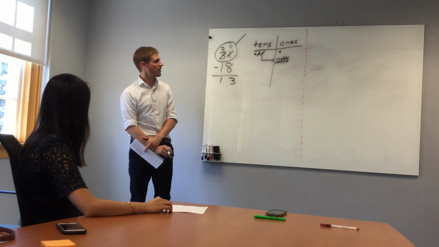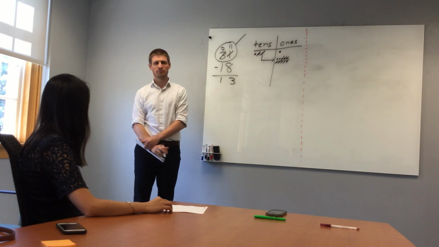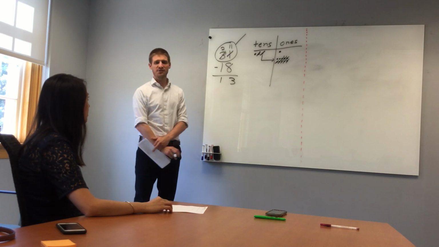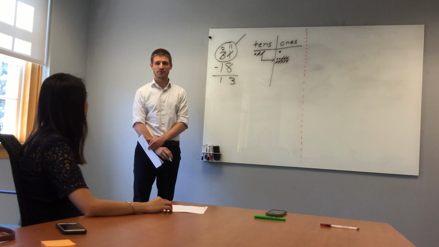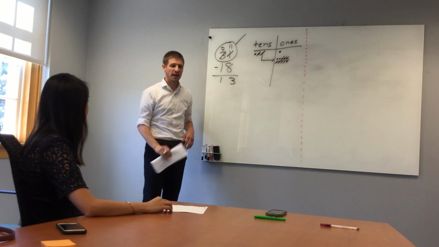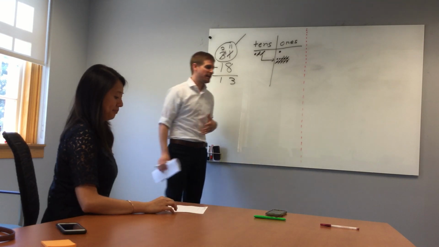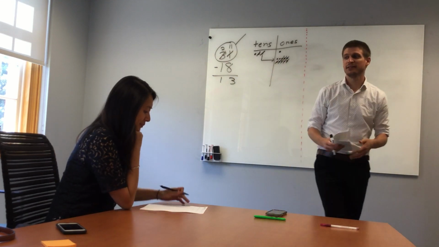Just to check, in our place value chart, do you see 1 10? And how many 1s do you see? 3. So the answer to 31 minus 18 is? 13. Awesome. All right, if you look at your participant handout, now we need to practice like second graders.